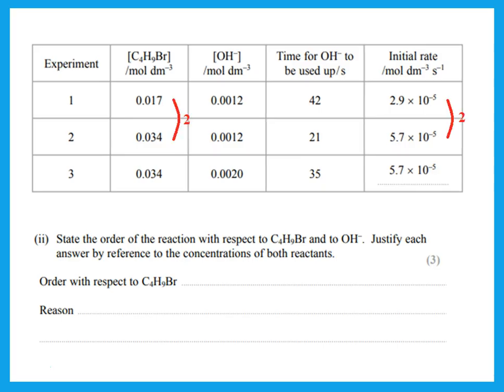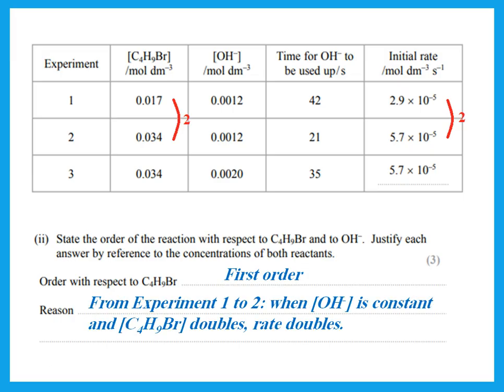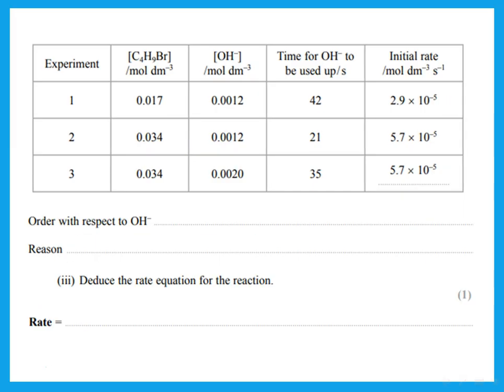So, which experiments are we looking at? Experiment 1 and 2, the hydroxide is constant, but the concentration of the bromobutane doubles. Now, what happened to the rate? The rate doubled. We said if the concentration doubles, causing the rate to double, then we're talking about first order. Now, you need to explain why did we say it's first order? Because from experiment 1 to 2, hydroxide ion is constant, the C4H9Br doubles, the rate also doubles.